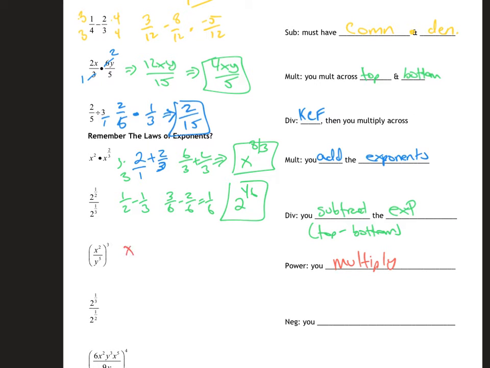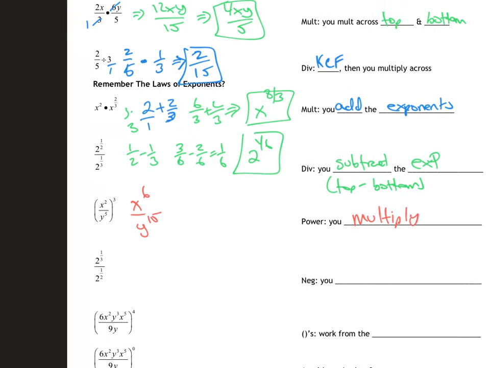So I got x to the 2 times 3 is 6 over y to the 2 times 3 is... 2 times 3 is not 30. 2 times 3 is 6. So the y is going to be 5 times 3, which is 15. So they're different bases, so now I cannot combine those. If they were the same base, I would go forward.